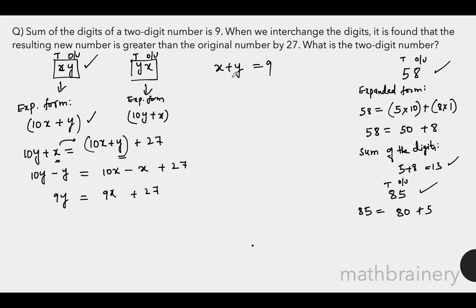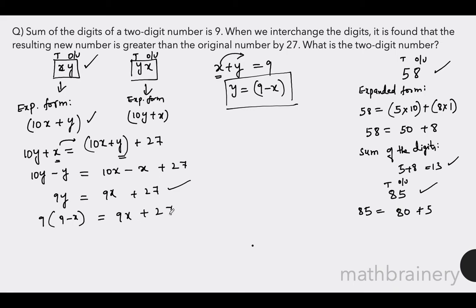Now here what is the condition we have? The sum of the digits, that is x plus y, is equal to 9. So if I transpose this x to the right hand side, I can write y as 9 minus x, isn't it? Now let me substitute this y is equal to 9 minus x in this equation. What I get? This will be 9 times 9 minus x. Y is equal to 9 minus x. I am replacing y by 9 minus x.